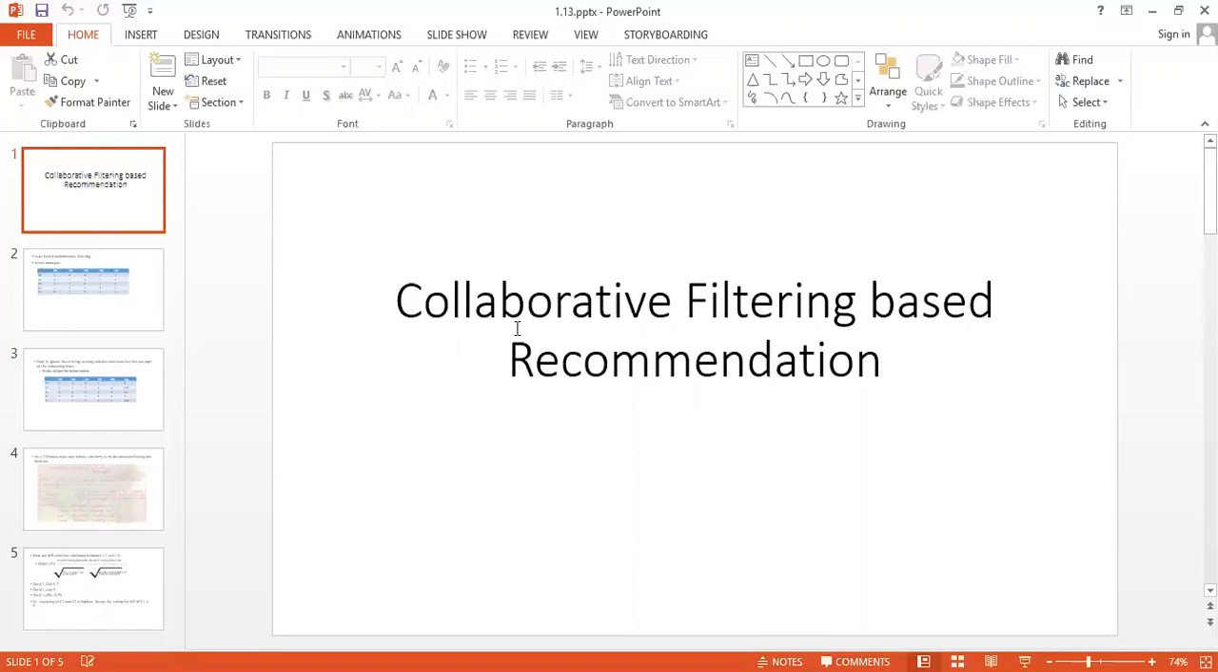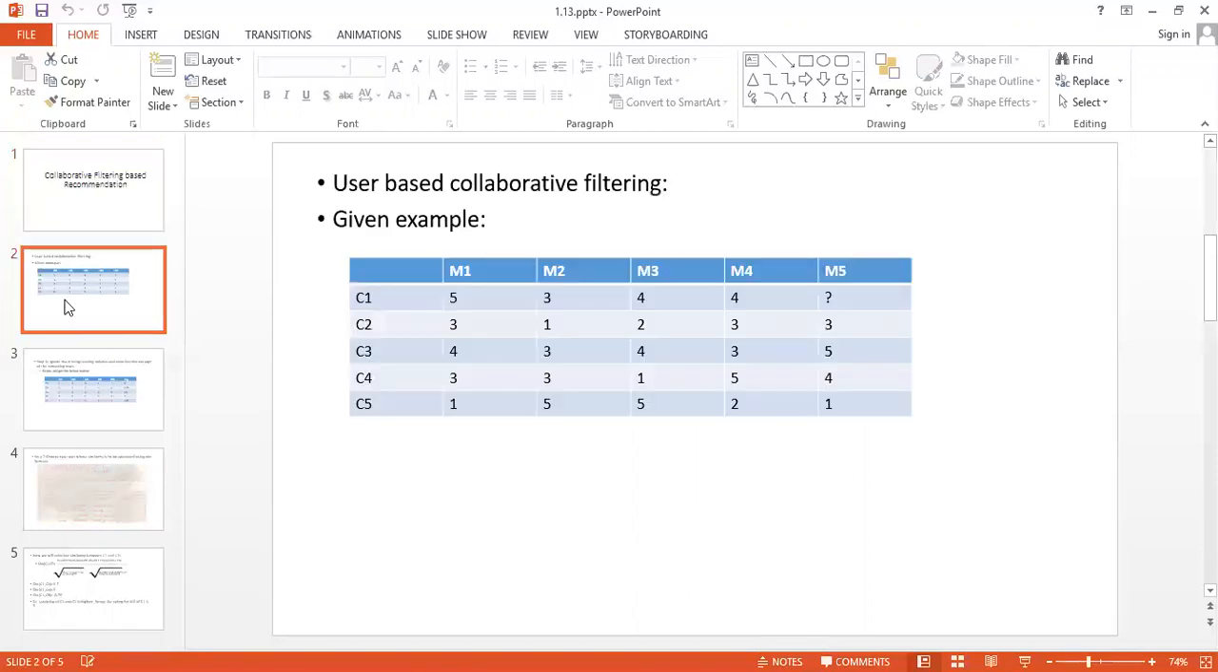In this, we will take one example. Suppose we are having 5 customers and 5 movies, and every customer is giving a rating to the movies. Then on the basis of that, we have to fill the blanks. Customer 1 has given a rating to movie 1 as a 5, customer 1 is giving a rating to movie 2 as a 3. Likewise, everyone is giving ratings to the movies.